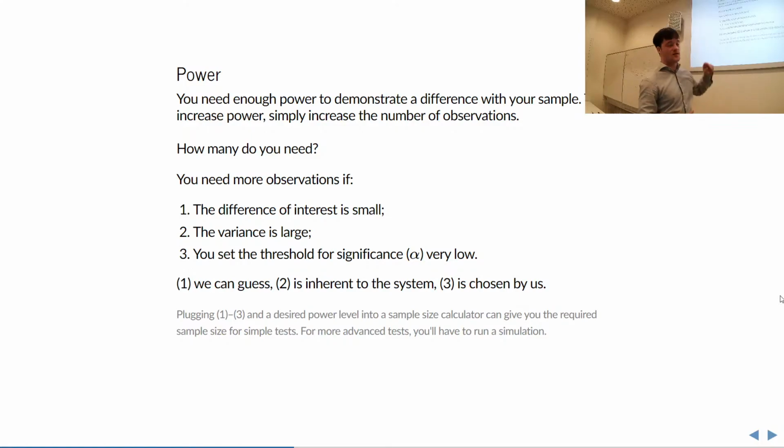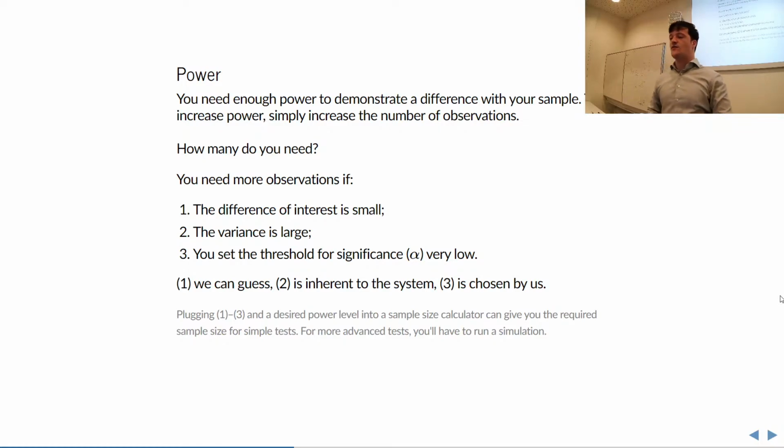Similarly, the variance, so that's the extent to which individual observations differ from each other, if that's really large, then there's going to be really large overlap between groups. And it's going to be more difficult to say, okay, yeah, sure, people differ from each other. Everyone differs from each other, but on average, this group is different from that group. You would need more observations if the variance is large.